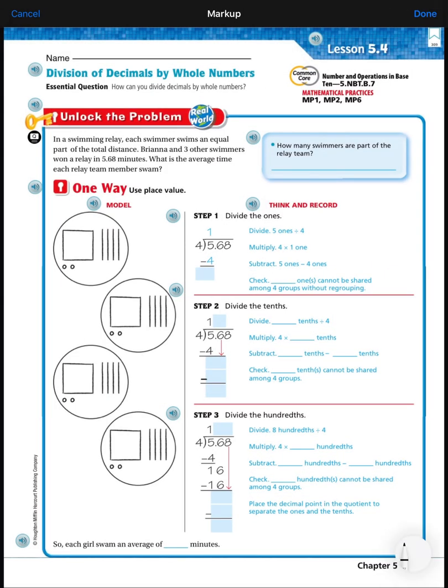Hi everyone, today we're going to be working on lesson 5.4 in our Go Math materials. It starts on page 309, so you're going to need pages 309 through 314 to complete this lesson. You're also going to need a pencil.